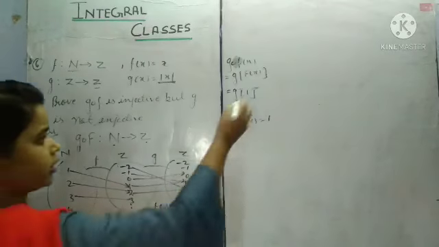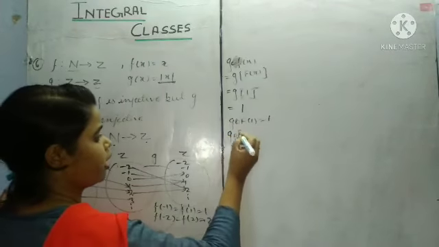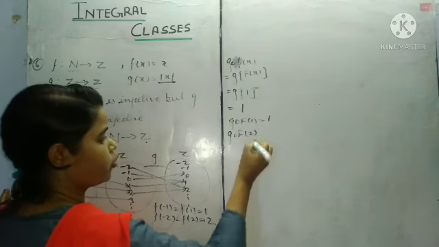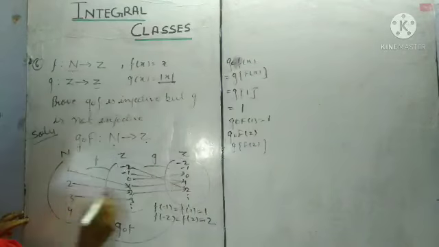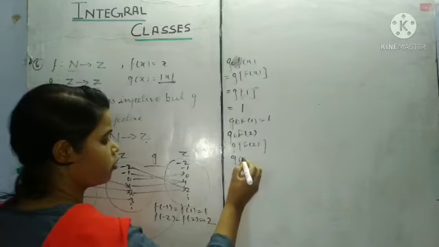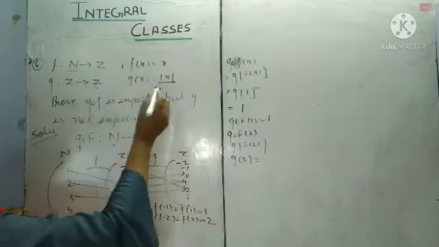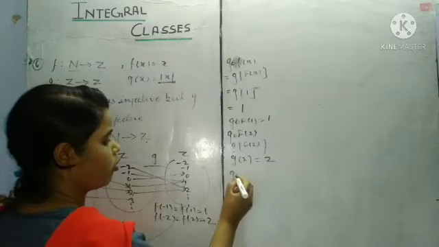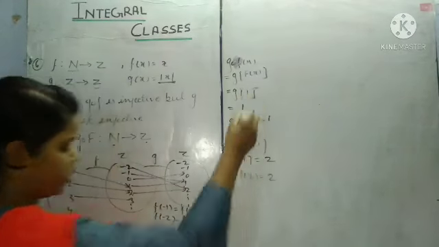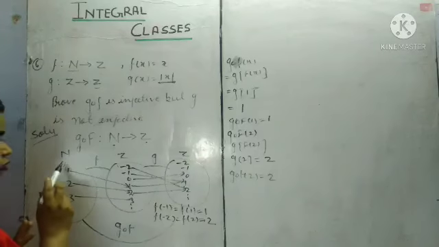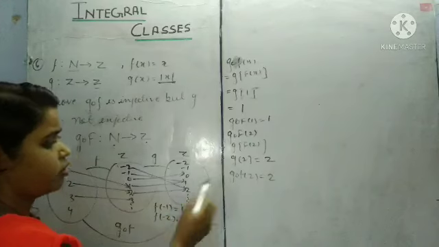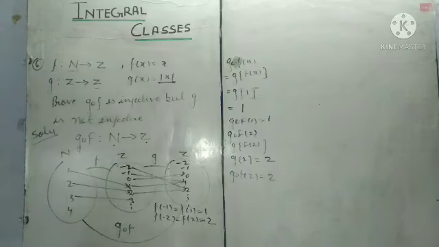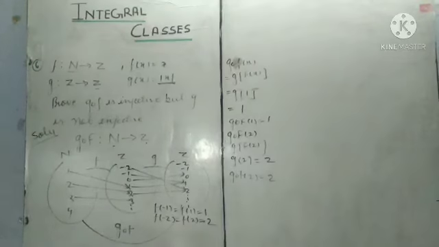Now again we will take the second element, g of f(2). So f(2) equal to 2, and g of 2 gives positive. So g of f(2) is 2. As you observe here, every element of natural number has its unique image in Z. So it is injective.